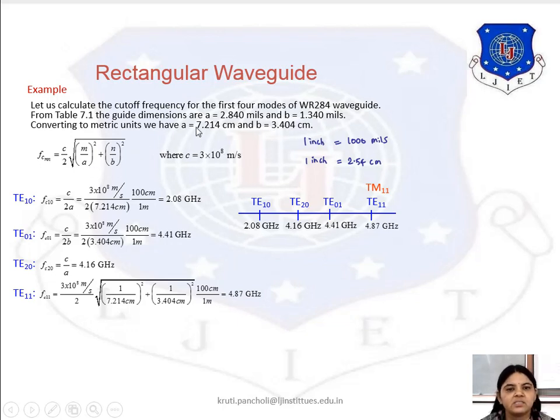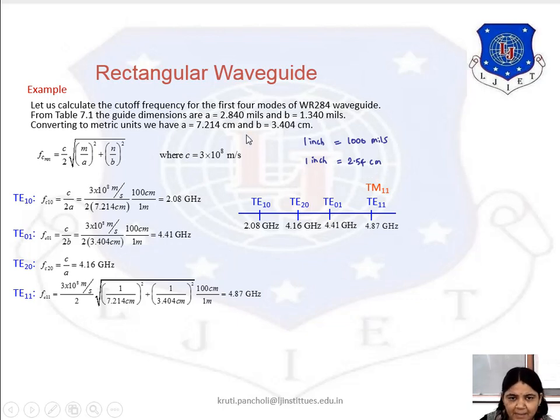Converting to metric units, we have a is equal to 7.214 centimeter and b is equal to 3.404 centimeter. Here, 1 inch is equal to 2.54 centimeter.